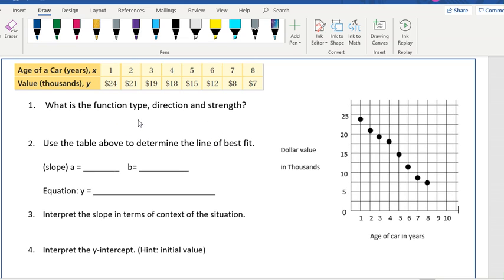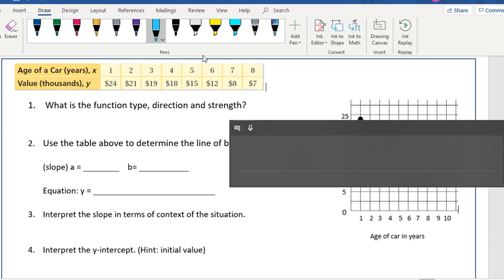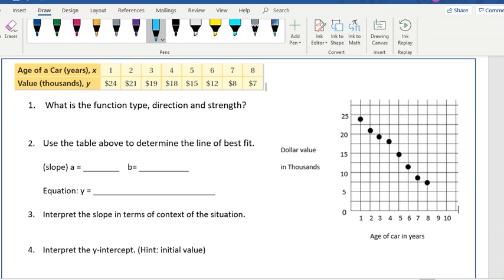This is 7.6, the scatter plot practice. What type of function, direction, and strength? Well, let's find out. First of all, let's look over here, and I would say that this looks like a linear equation. This is linear. It looks like a line going something like this. So it is linear.